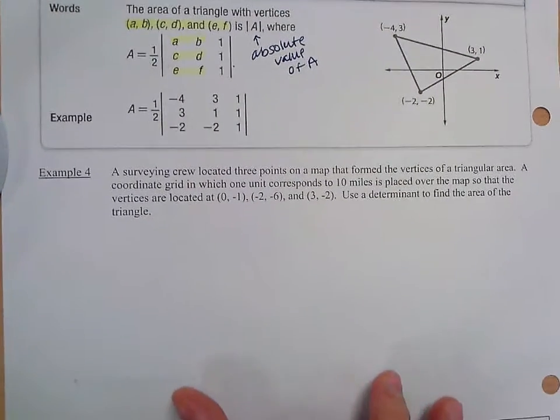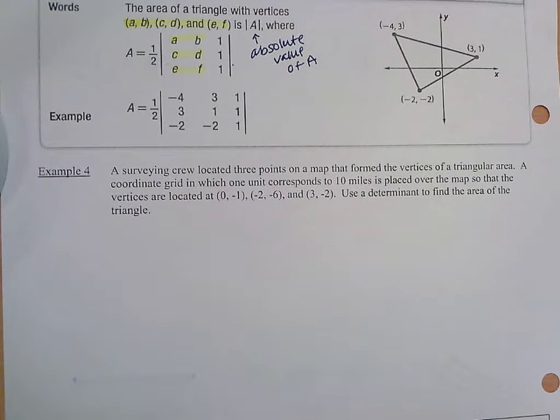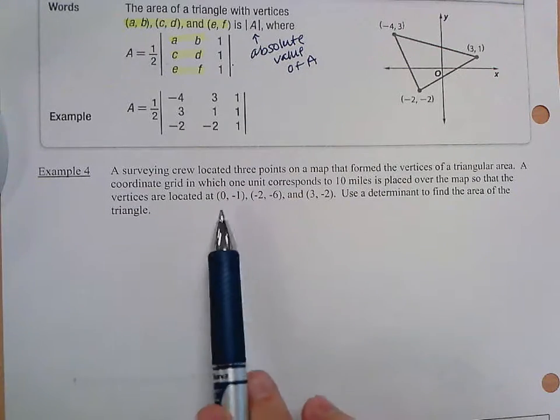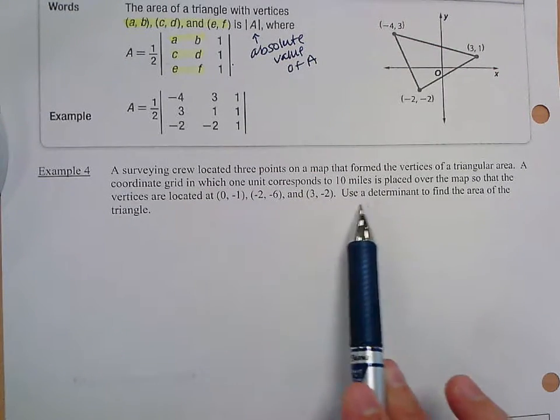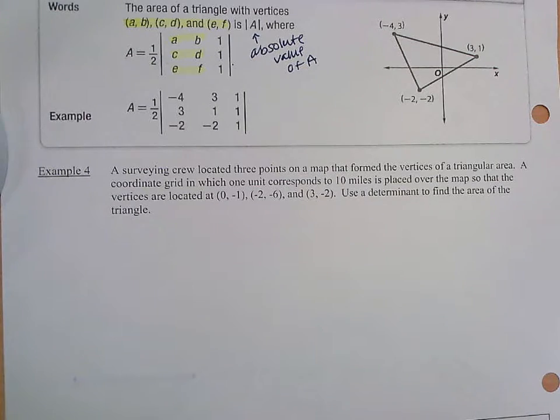So if we look at example 4, a surveying crew located 3 points on a map that formed the vertices of a triangular area. A coordinate grid in which 1 unit corresponds to 10 miles is placed over the map so that the vertices are located at, it gives us the 3 vertices. Use a determinant to find the area of the triangle.